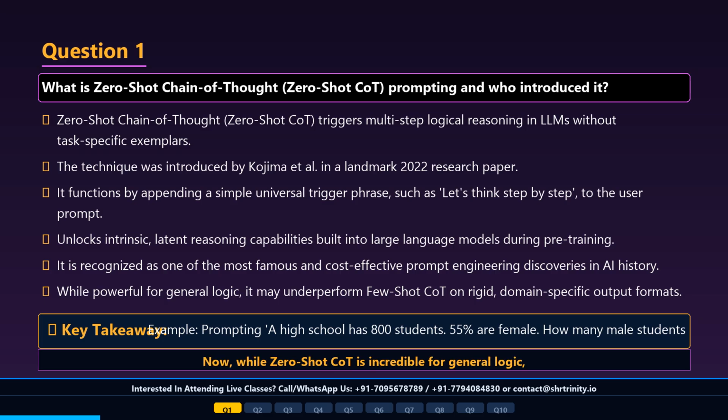For example, prompt: a high school has 800 students. 55% are female. How many male students are there? Let's think step by step. A common mistake is assuming zero-shot CoT performs identically to few-shot CoT on domain-specific proprietary schemas where format exemplars are needed. As an interview tip, highlight that "let's think step by step" is one of the most famous zero-cost prompt engineering discoveries in AI history.